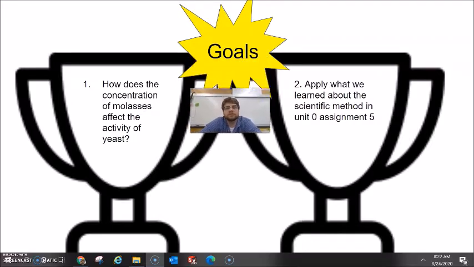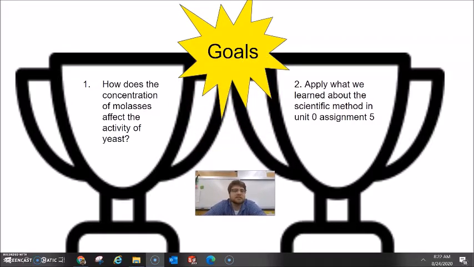Now the goals for this assignment, first we want to answer the question, how does a concentration of molasses affect the activity of yeast? So molasses is this, you can buy it at a store, it's this really thick syrupy solution. It's thicker than maple syrup and it's sugar and it's used to sweeten baked goods. You can either use Peter Rabbit or there's a grandma's brand out there that is really common as well.